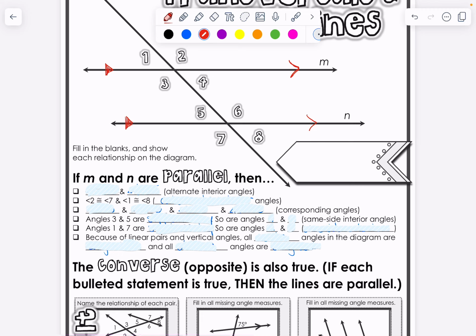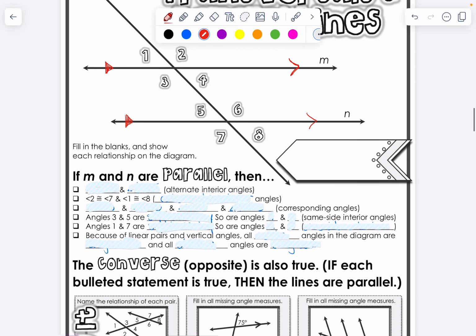If lines M and N here are parallel, then what that means is that angle 3 is going to be congruent to angle 6. So our alternate interior angles are going to be congruent, and angle 4 is going to be congruent to angle 5. So because those lines are parallel, now our alternate interior angles are congruent.